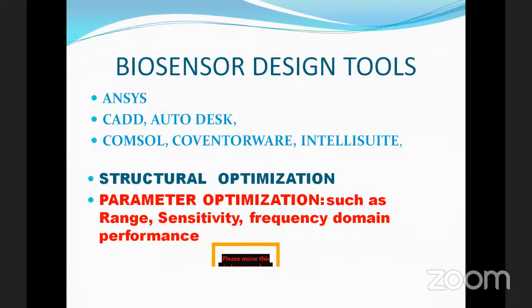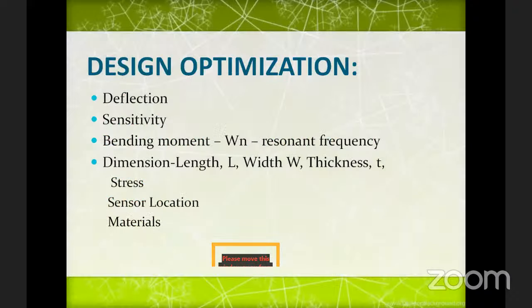From this optimized analysis conditions, optimized parameters can be determined. Optimized parameters can be useful for getting increased sensitivity and maximum deflection. The parameters we are able to determine are the length, width, and thickness of the micro beam, and the stress and the sensor location can be determined based on this optimization analysis.